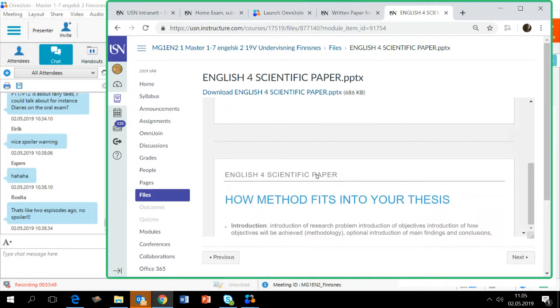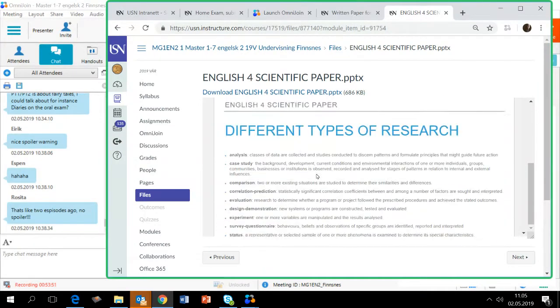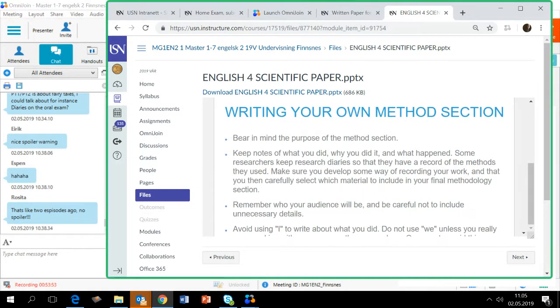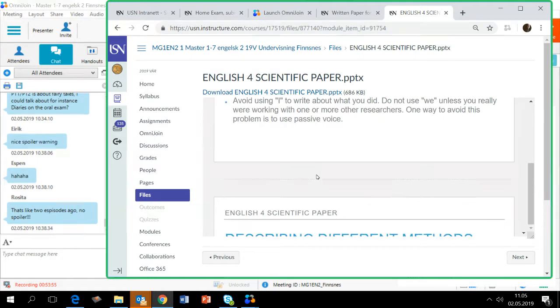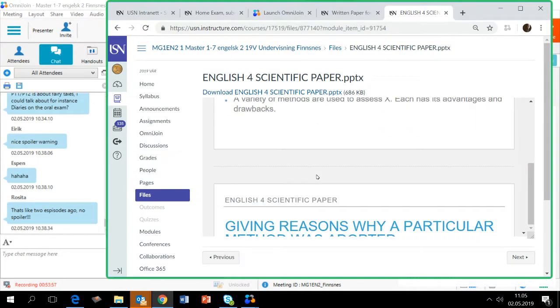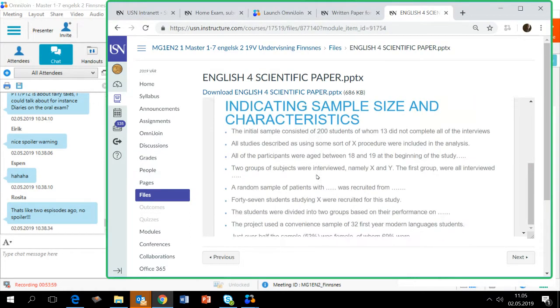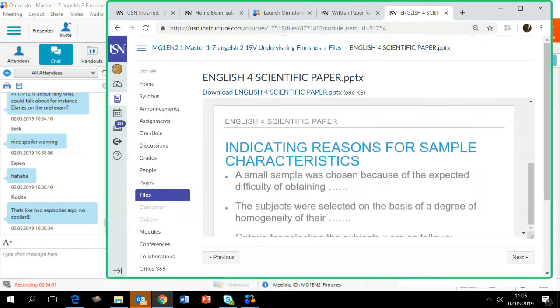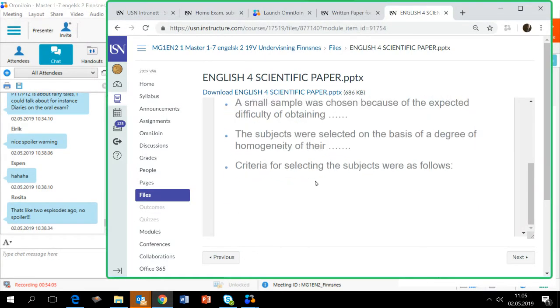So you've got your sections there, method. I don't need an extensive method section for any of this. But there's loads of language in there as well, and you can use this as well. This is something you might want to download anyway for future reference. Why would you want to do that?